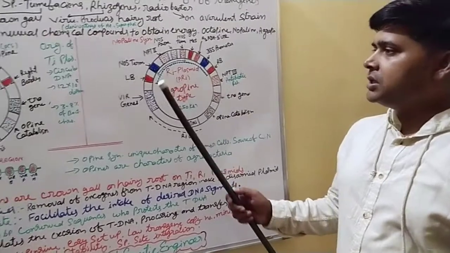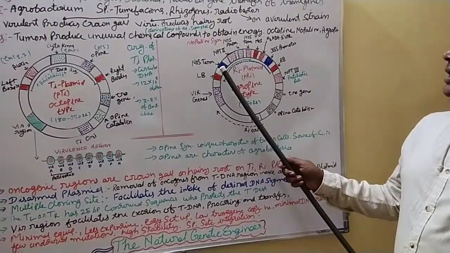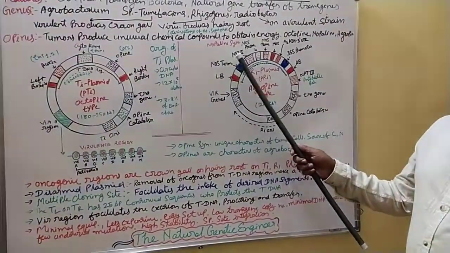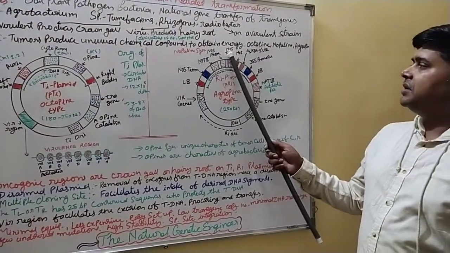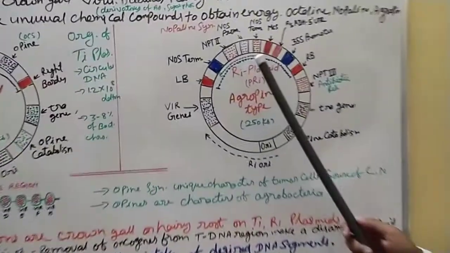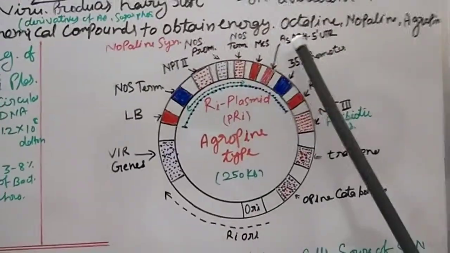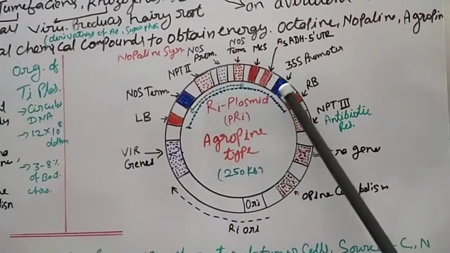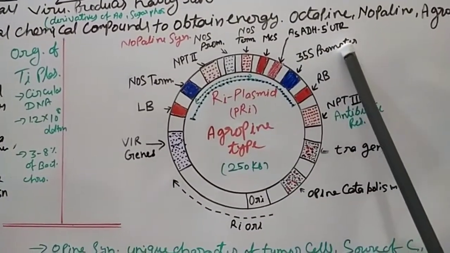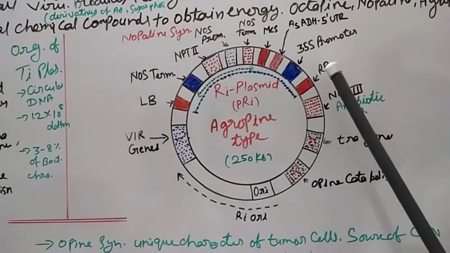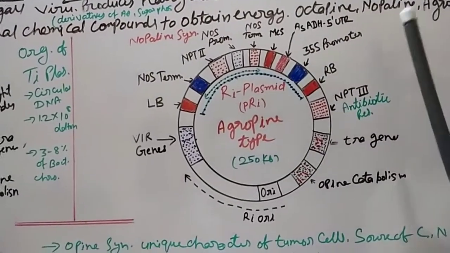Apart from the auxin and cytokinin genes, there are the NOS terminator gene, NPT2 gene, NOS promoter gene, NOS terminator gene, MCS site (multiple cloning site), alcohol dehydrogenase gene, and a strong promoter, the 35S promoter, which comes from the cauliflower mosaic virus, and it has a right border as well as a left border.